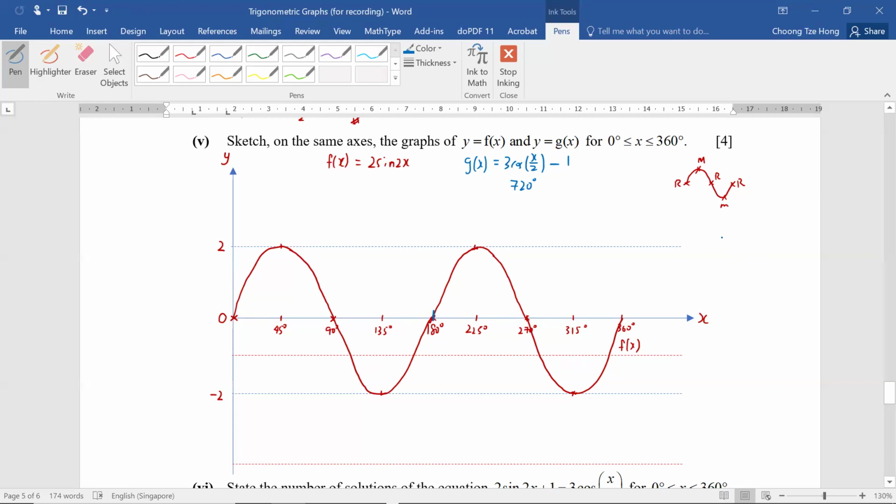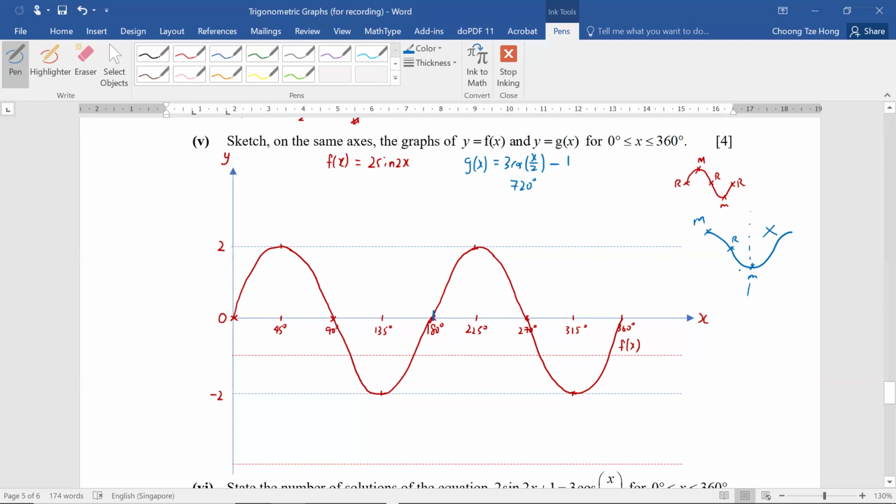So we know that for the cosine graph, it goes this way, right? The positive cosine graph goes from the maximum to the rest and then to the minimum. So this is half a wave, and I only need to draw this half part. The second half after this dotted line, we don't need. We only need this part.